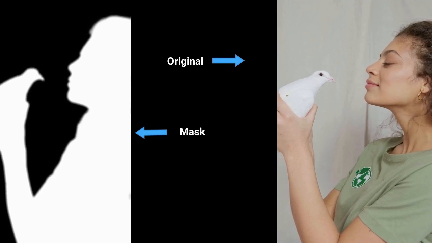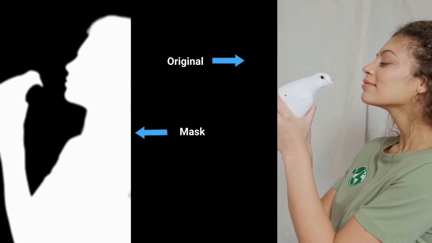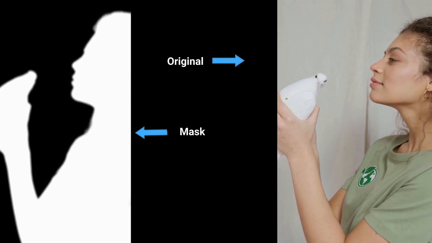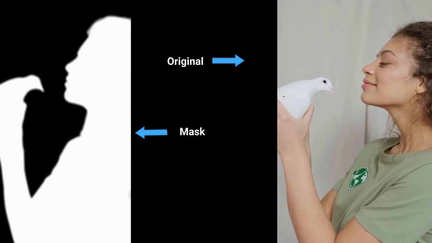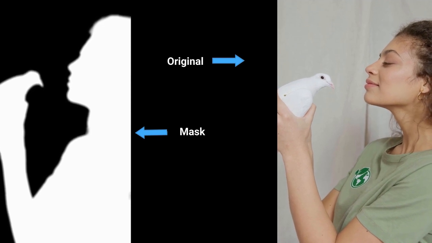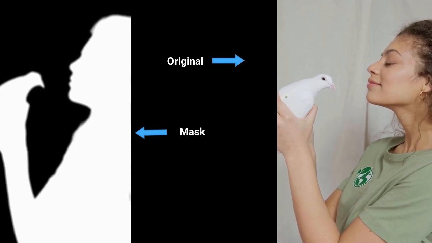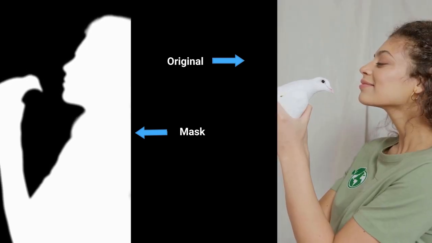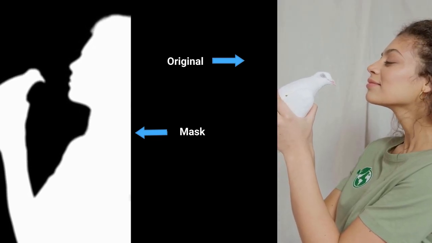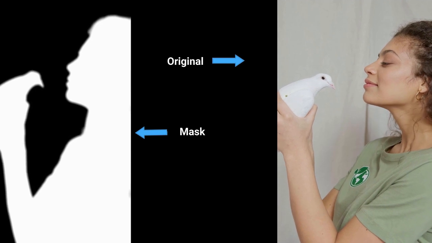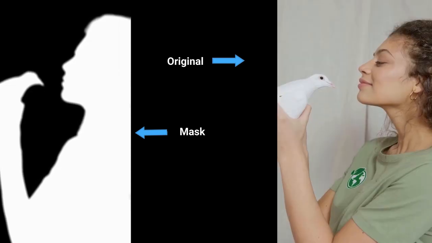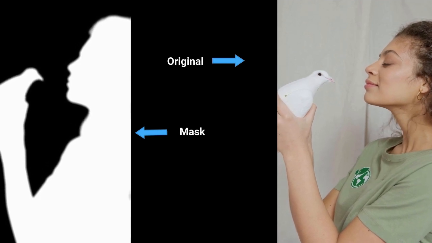Hello folks, what you just saw is an example of animation with dynamic video mask, and that's what we are going to cover in this video using Deforum Stable Diffusion. What you're seeing on the screen right now, on your left hand side is a mask video and the original video on the right hand side. Those are the two videos that we are going to use to complete this animation.